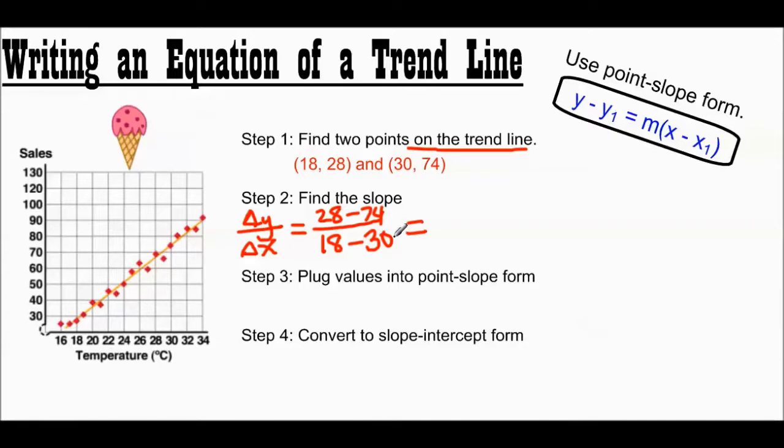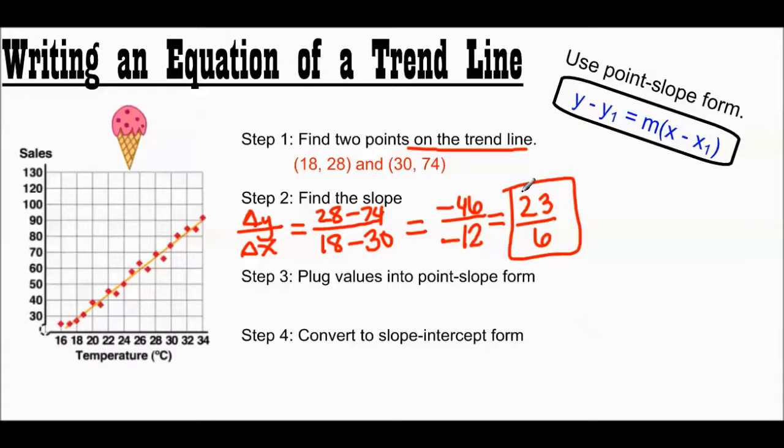So 28 minus 74, it's going into the negatives. That's going to be negative 46. Over 18 minus 30 is again going into the negatives. That is negative 12. And I can reduce that. Since they're both negatives, it's going to be a positive. I can break those down by 2, so that would be 23 over 6.